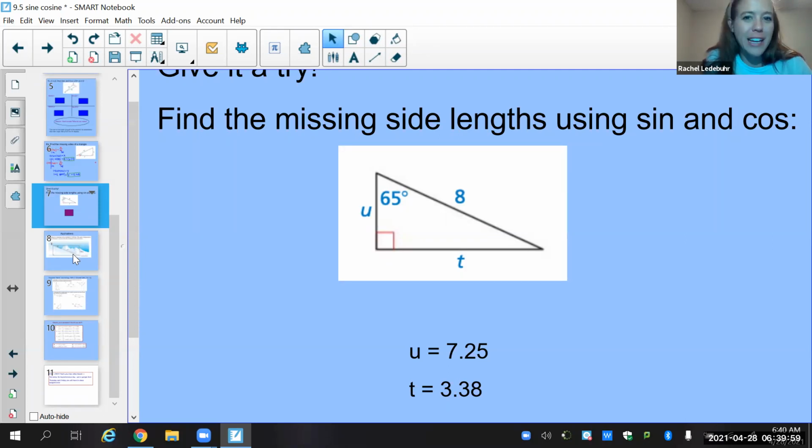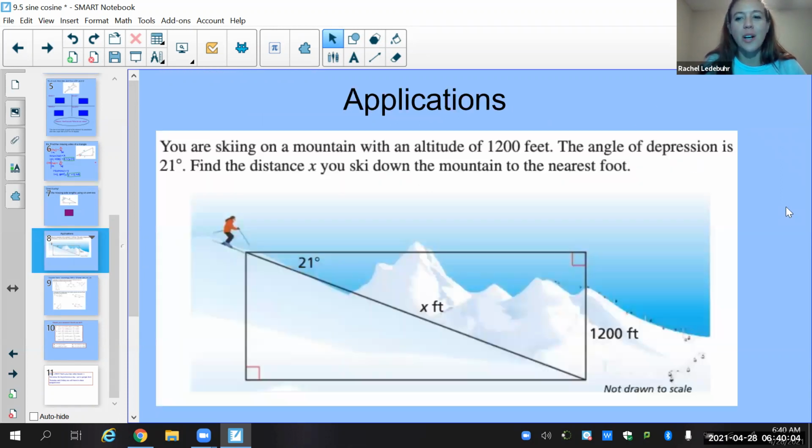Let's do an application problem just like we did with tangent and the tree problem. Let's do one a little bit more fun. Let's talk about skiing, something you all know that I love. Let's say you're skiing on a mountain with an altitude of 1,200 feet. The angle of depression is 21 degrees. Angle of depression just means how far away we are from the horizontal. So here's my horizontal, and it drops 21 degrees. We want to find the distance that you ski down the mountain to the nearest foot.